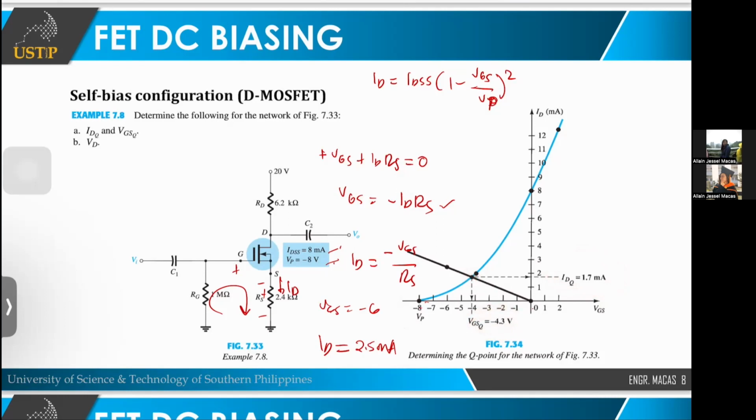Maybe in the exam I'll just give you a graph and then let you see the intersection. But we will see what happens in the exam. This is, I would say, a little bit complex because it is graphical. There is also a mathematical way. Actually, the next one, the E-MOSFET, we have a mathematical way and a graphical way. Okay, so I hope you understand the concept here.